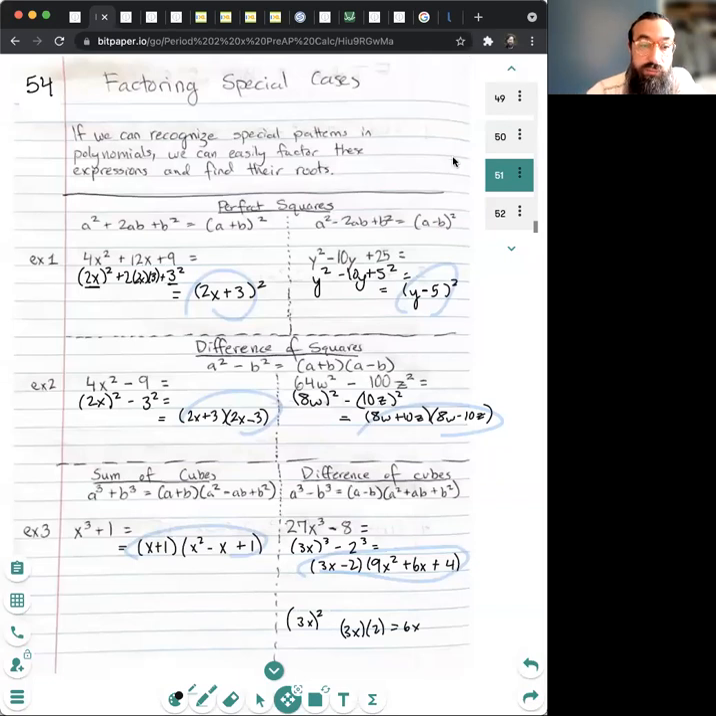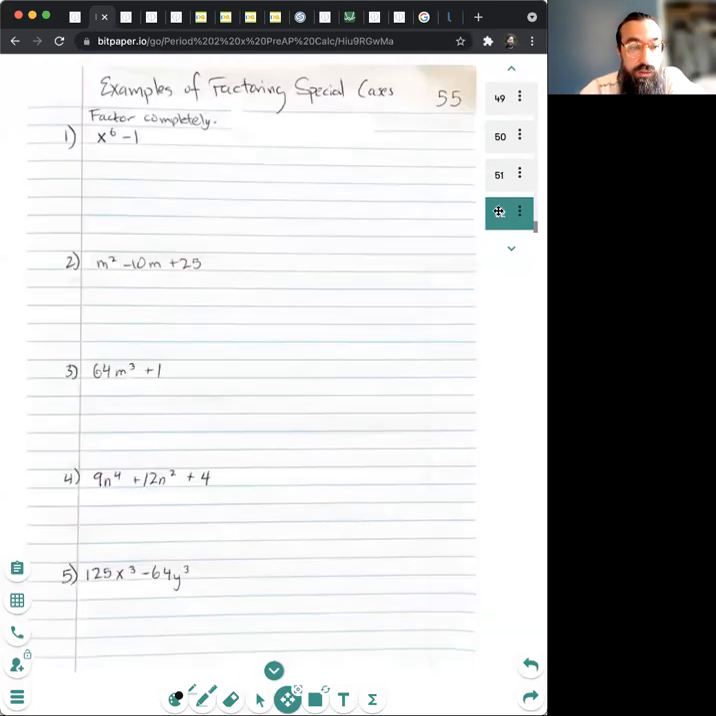So there's a page in full, and then here are the practice problems. Just quickly make sure you can read this. x to the 6th minus 1, m squared minus 10m plus 25, 64m cubed plus 1, 9n to the 4th plus 12n squared plus 4, 125x cubed minus 64y cubed. All you have to do is factor these, and hopefully it'll go well for you.